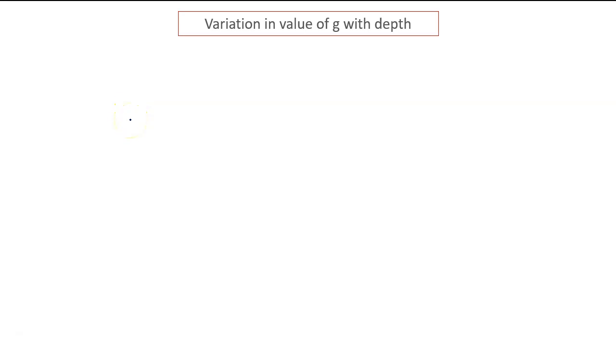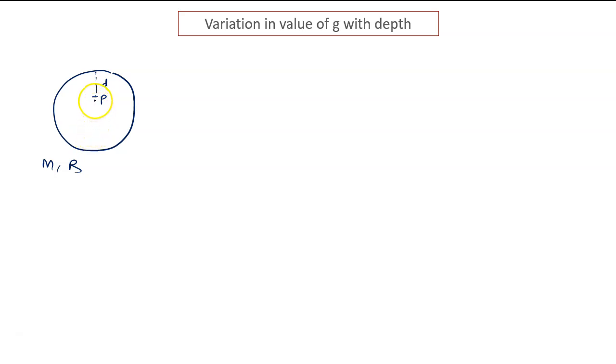Variation in value of small g with depth. Let me say this is our earth, and M is the mass of the earth, R is the radius of the earth, and we are going at a depth d from the surface of the earth at point P, where we have to calculate the gravity.